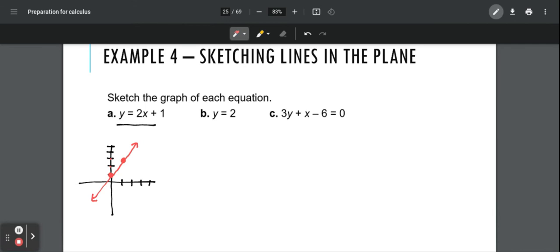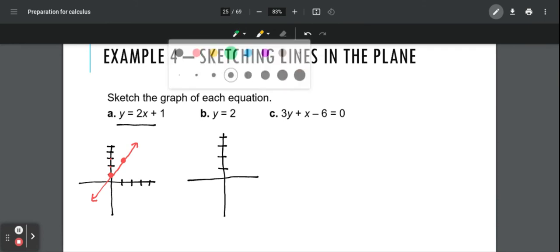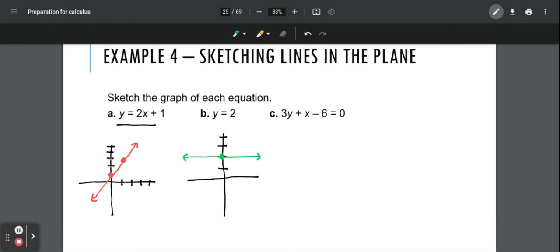Okay? So then the next one that we get to here is y equals 2, and if y equals 2, that means we don't have any x's. So if y equals 2, every value on our line, y has to be 2. So whenever you have that y equals, you have a horizontal line. If you have x equals, you're going to have a vertical line.